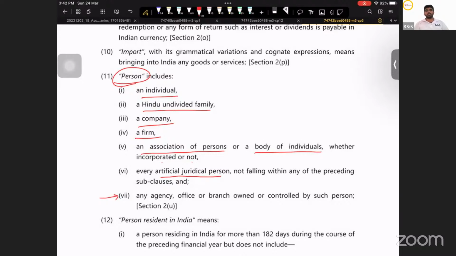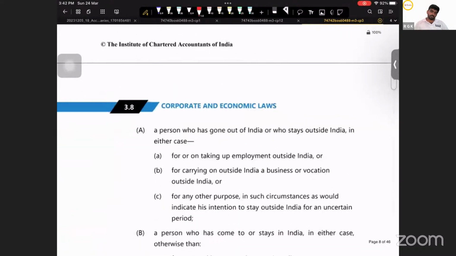But for the Foreign Exchange Management Act, if one company or one person has a branch, or an agency, that agent or that office or that branch will be considered a separate person in the eyes of law for the purpose of the Foreign Exchange Management Act. A unique thing that you have to keep in mind with respect to the definition of person when it comes to the Foreign Exchange Management Act.